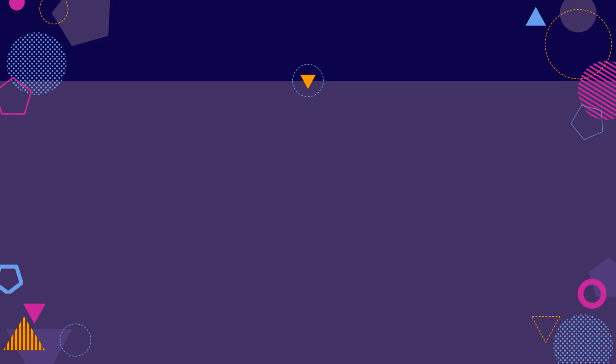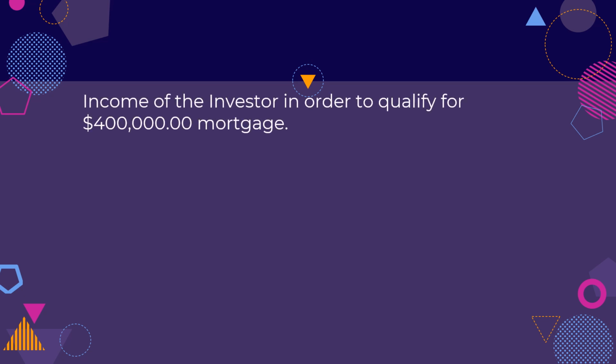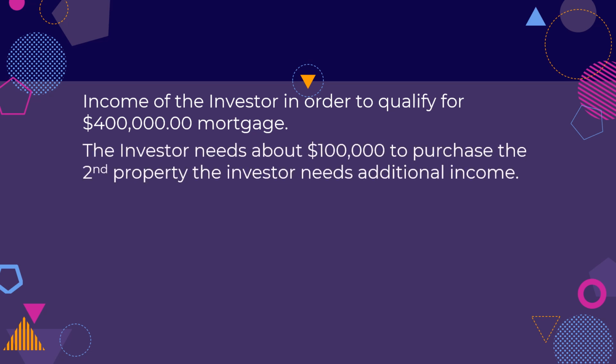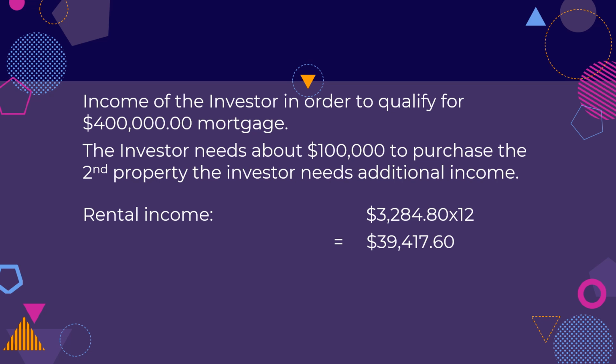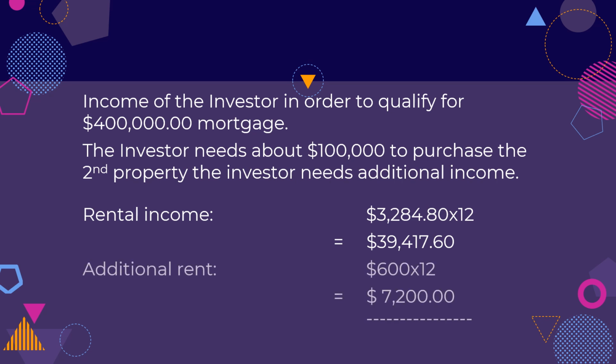In order to qualify for a mortgage of $400,000, the investor needed almost $100,000 of income. But to purchase the next property, this property will be creating him rental income of $39,470, and the additional rent of $600 will create another $7,200 of income, which gives a total of $45,473 of income.